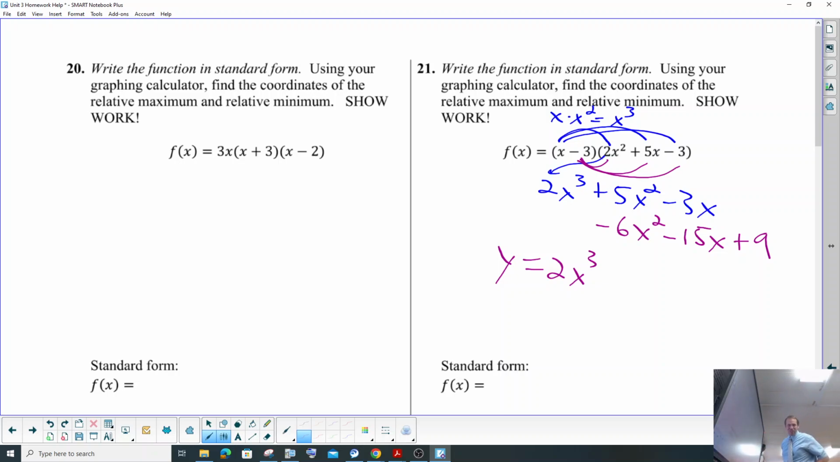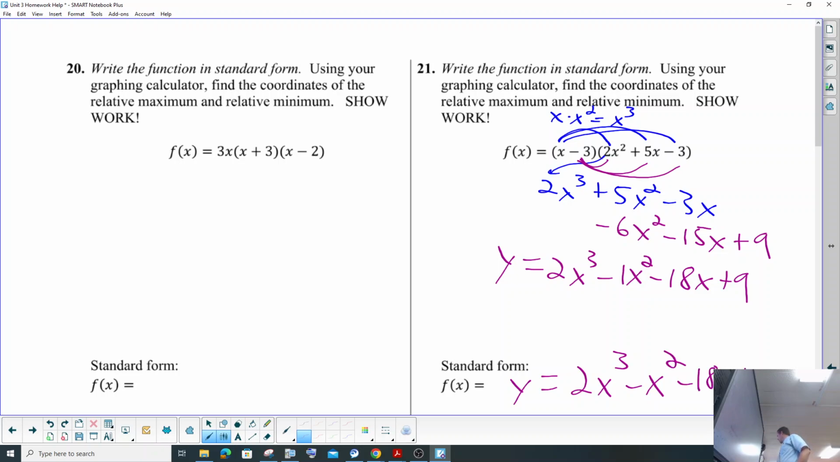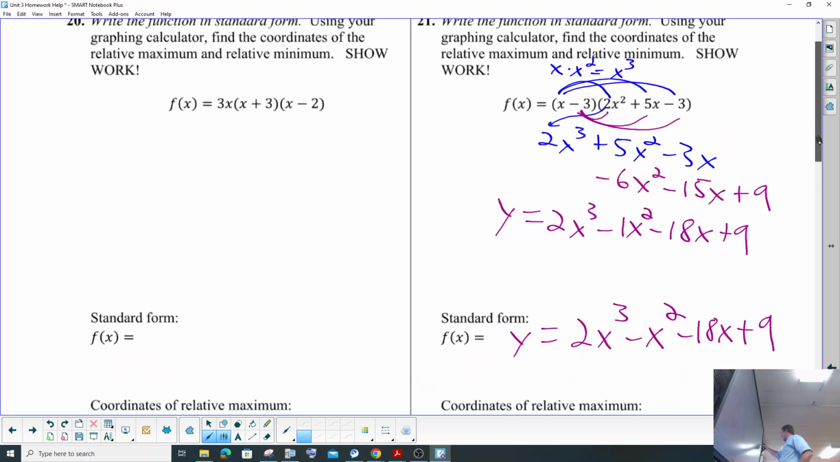What's negative 6 with a positive 5? It's a negative 1, x squared. Minus 18x plus 9. And you can drop that 1 if you want to. There we go. Okay, so that's how you do the standard form.